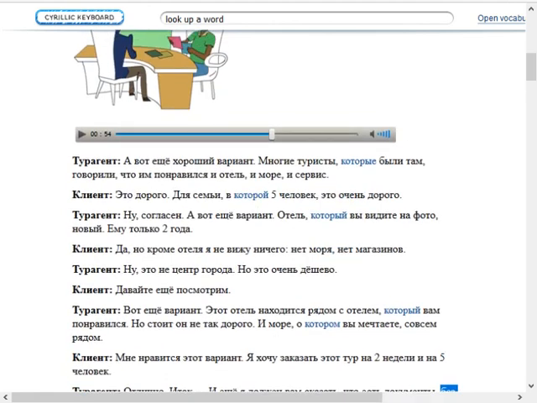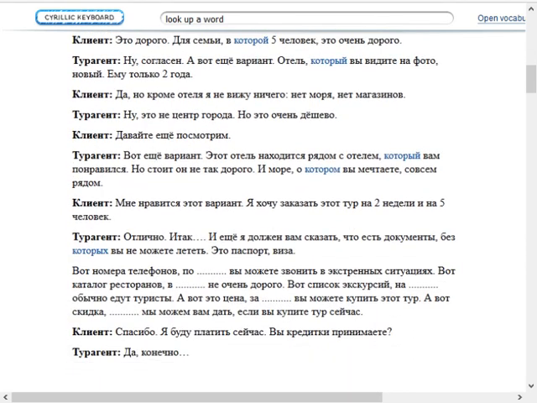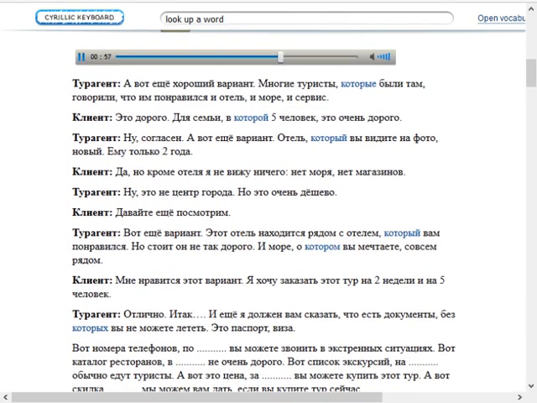So, makes sense. Это паспорт, виза, вот номера телефонов, по которым вы можете звонить в экстренных ситуациях. Okay, boy, this guy talks fast. Well, I guess he's a salesperson, so. Okay, so let's see, hold on. Вот номера телефонов. Here are telephone numbers.